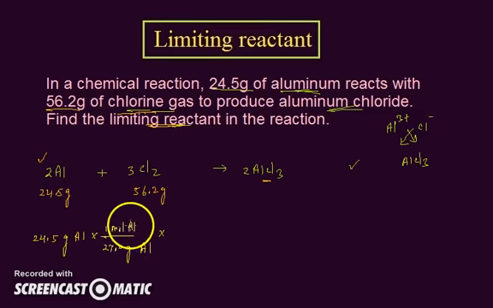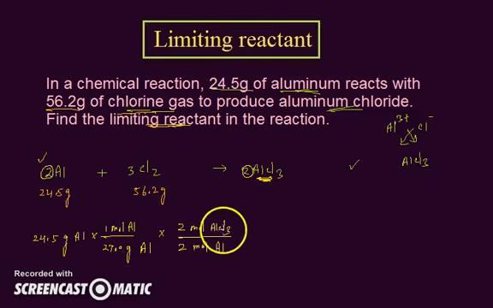Now we convert the moles of aluminum into the moles of product, that is aluminum chloride. For this purpose we use the mole ratio. This is where we need the balanced chemical equation. In the equation you can see that 2 moles of aluminum produce 2 moles of aluminum chloride. So the mole ratio is 2:2. Here I mention 2 mole aluminum chloride is produced by 2 mole aluminum. Here we got the moles of aluminum chloride.